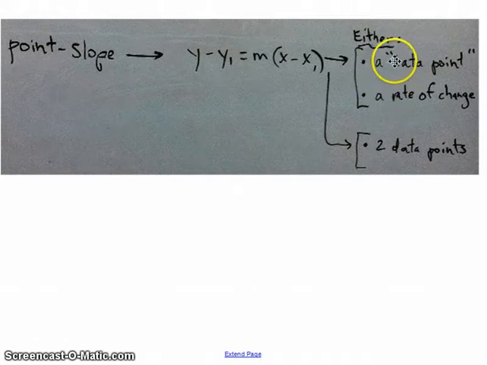Well, you don't actually have its starting amount, its starting weight. You just have a data point and a rate of change. So you can create a point slope equation that would let you predict how big that puppy is going to be in 2 months from now.